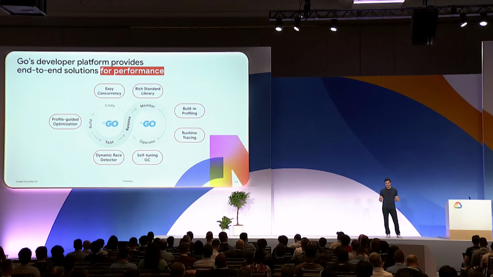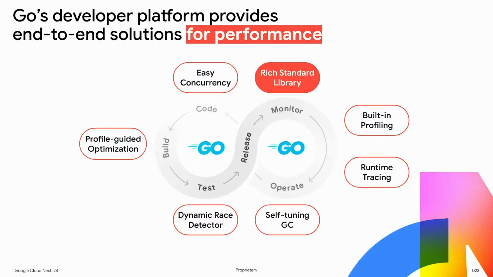And the last example I'll walk through is performance. Go's standard library is rich and robust and optimized for performance. You can build anything on top of it without having to import some heavy framework.